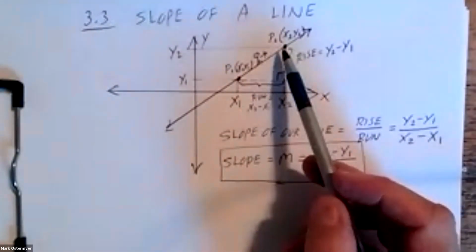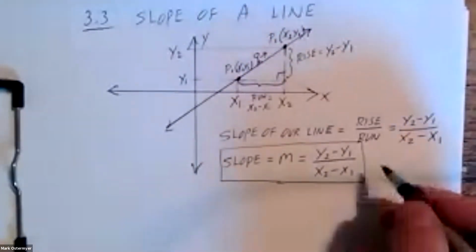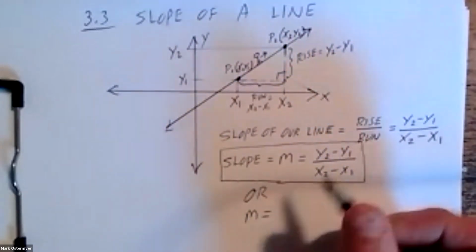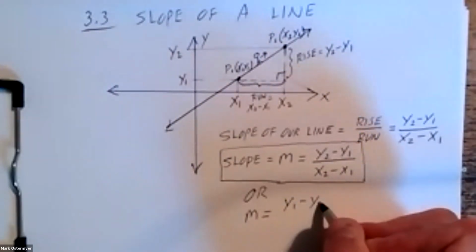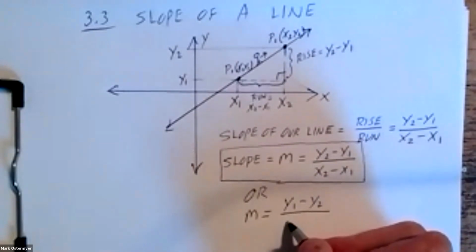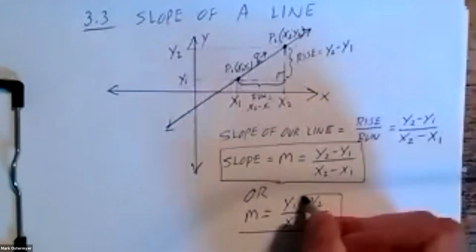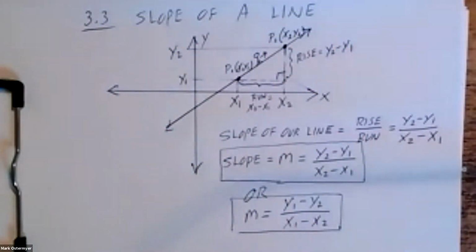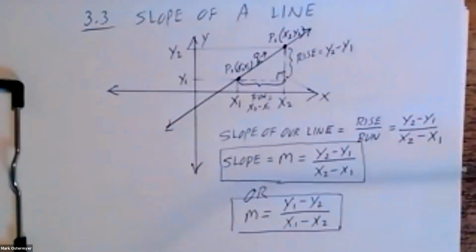You would also get the same slope if you were to walk from P2 down to P1. So the slope of this line could just as well have been computed by taking y1 minus y2 as the rise over the run of x1 minus x2. Both of these would give you the same slope of that line. Okay, same slope. So it doesn't matter which point you call your first and second point to compute the slope. They have to be unique points, or different points, on the line.